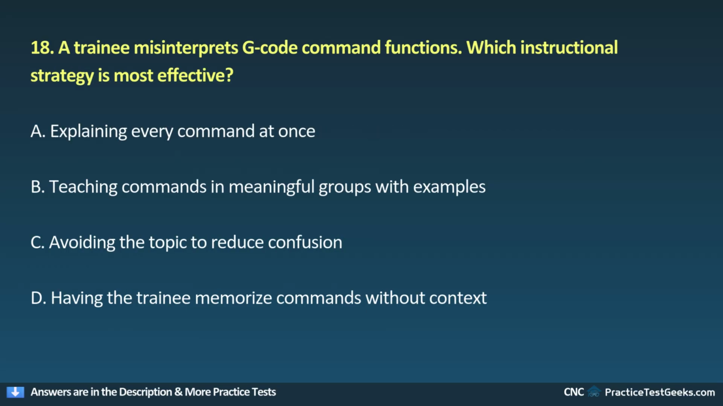18. A trainee misinterprets G-code command functions. Which instructional strategy is most effective? A. Explaining every command at once. B. Teaching commands in meaningful groups with examples. C. Avoiding the topic to reduce confusion. D. Having the trainee memorize commands without context.